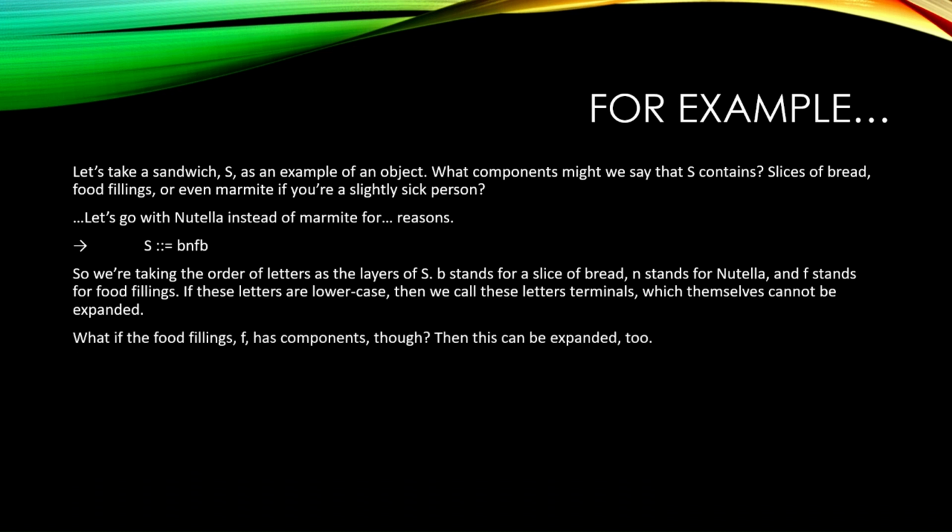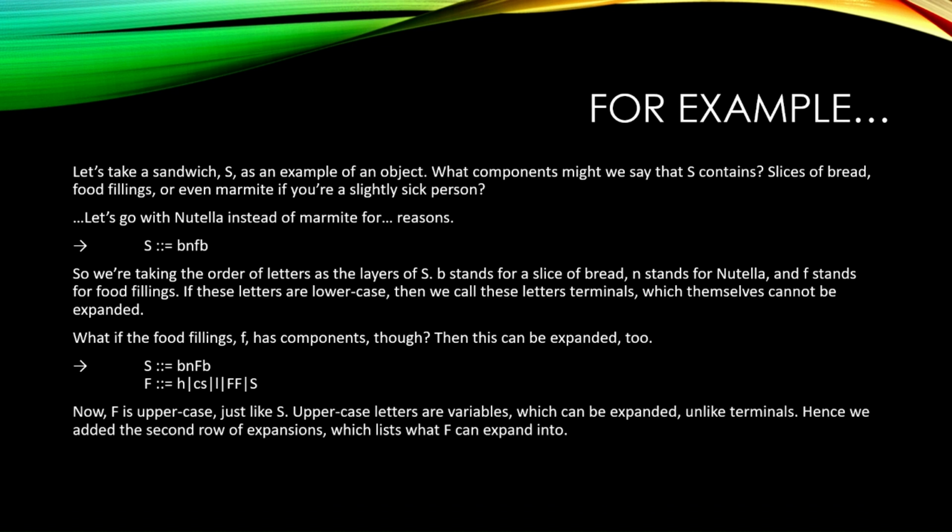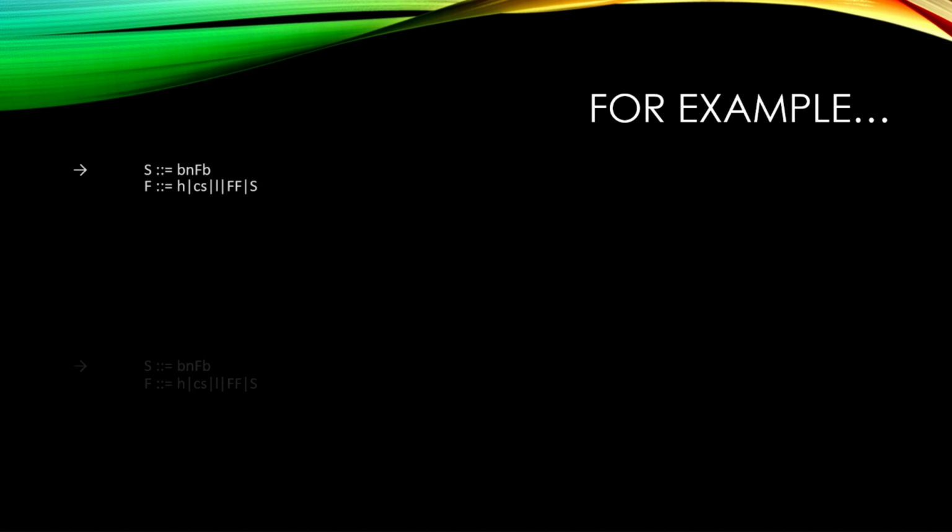What if we want to expand the food fillings into other things as well? Then let's alter it a little bit so that can be expanded. So S expands into BNFB, with capital F, and capital F expands into those 5 options. So now F is uppercase, just like S. Uppercase letters, we say, are variables, and they can be expanded, as we can see here. Hence, we added the second row of expansions. So with these expansions, there are 5 different types of filling that a sandwich could have.